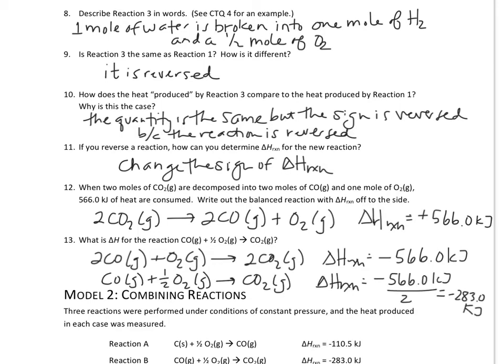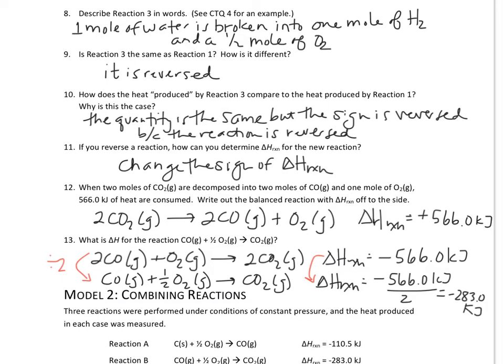So let's write that and figure out what its delta H of reaction will be. Okay, so let's see what I just did here. Notice that going from here to here, I divided by 2. And so that means if I'm going from here to here, I also need to divide by 2. So the enthalpy change for this reaction, which is what question 13 was asking for, would be minus 283 kilojoules.